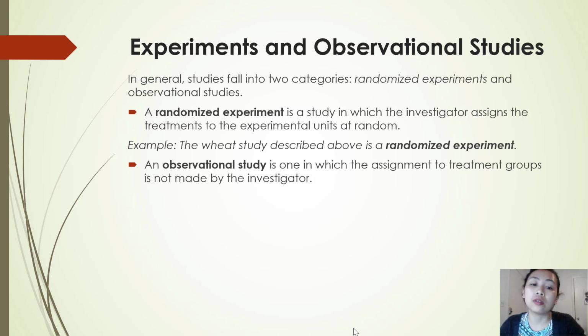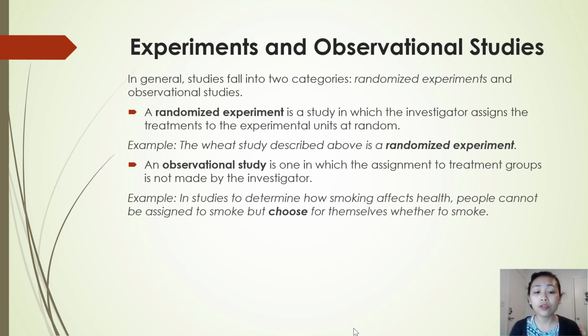the individuals. For example, in studies to determine how smoking affects health, people cannot be assigned to smoke but choose for themselves whether to smoke. So people take control of whether they want to smoke or not. But in a randomized experiment, the investigator will assign the treatment to the units. So it's just about who decides the treatment. That's the main difference between a randomized experiment and an observational study.